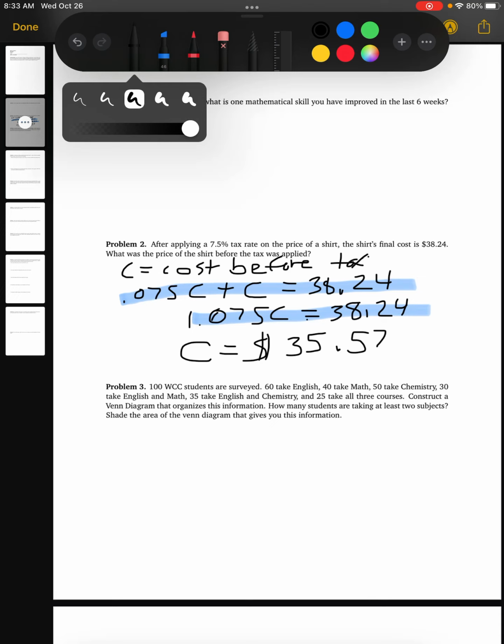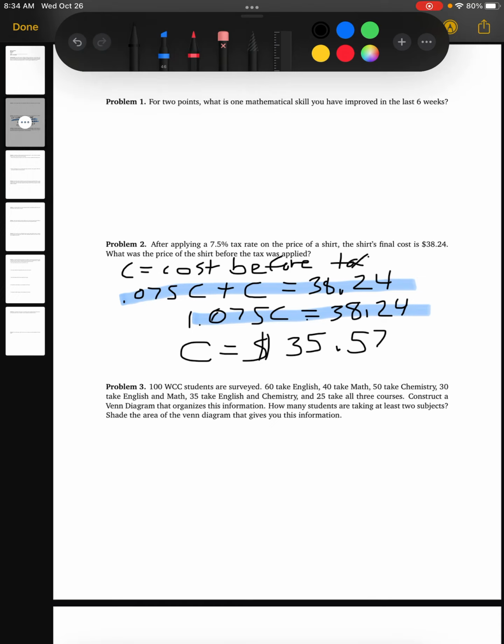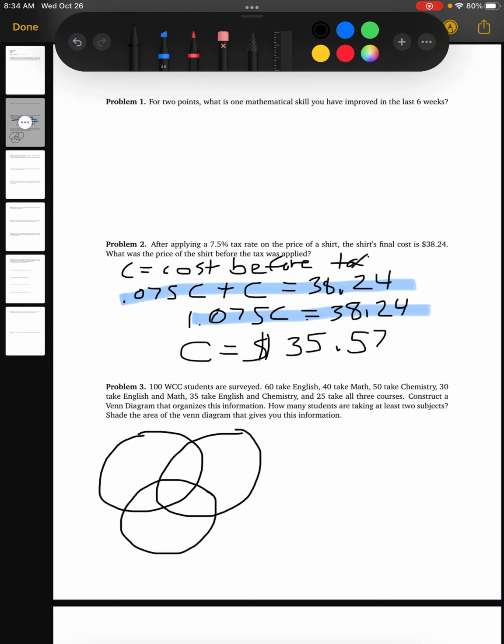How many students are taking at least 2 subjects, and shade the area of the Venn diagram that gives you this information. So right off the bat, it's a circle problem, right? We should have some Venn diagram. So I'm going to draw 3 circles here for my Venn diagram and then label them. So we're going to have this one being math. We'll have this one be chem. And we'll have this over here be English.